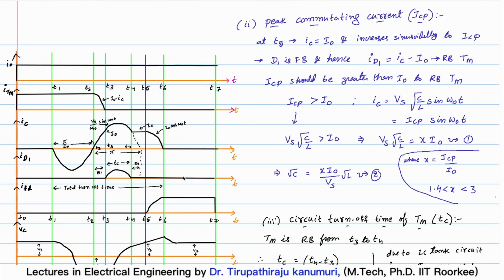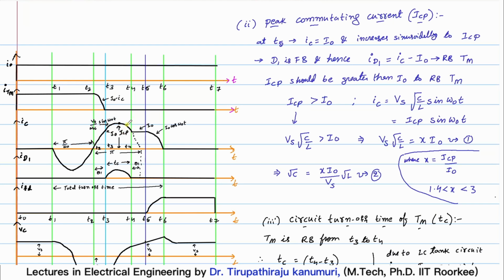So let us now see what is the peak commutating current. How much will be the current under commutation conditions, or otherwise, what should be the peak value of the current that is passing through your capacitor? That is called the peak commutating current. This will be ICP, the peak commutating current.